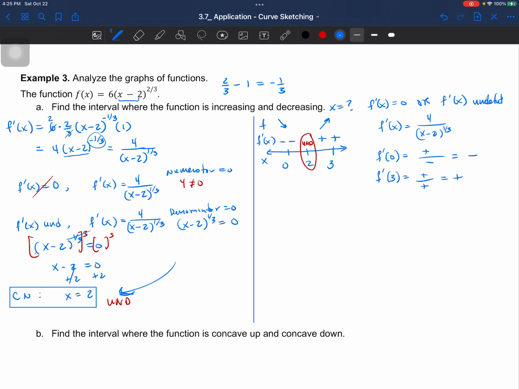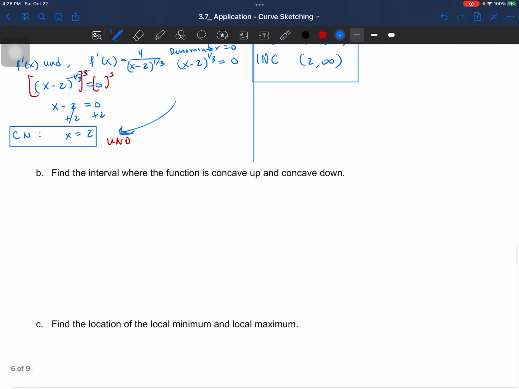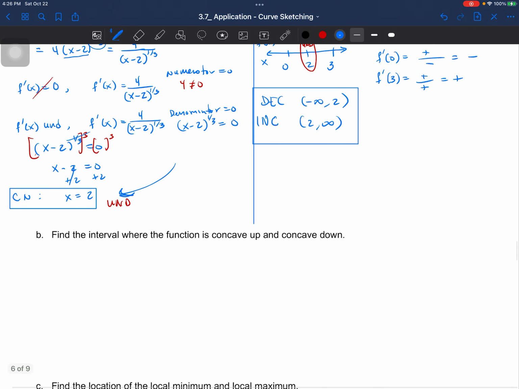And so now, when the derivative is positive, your function is increasing. There you go. So we found that the function is decreasing from negative infinity all the way to 2, and is increasing from 2 to positive infinity. And that's all they asked to find, right? So let's box this out, and we have our solution here.